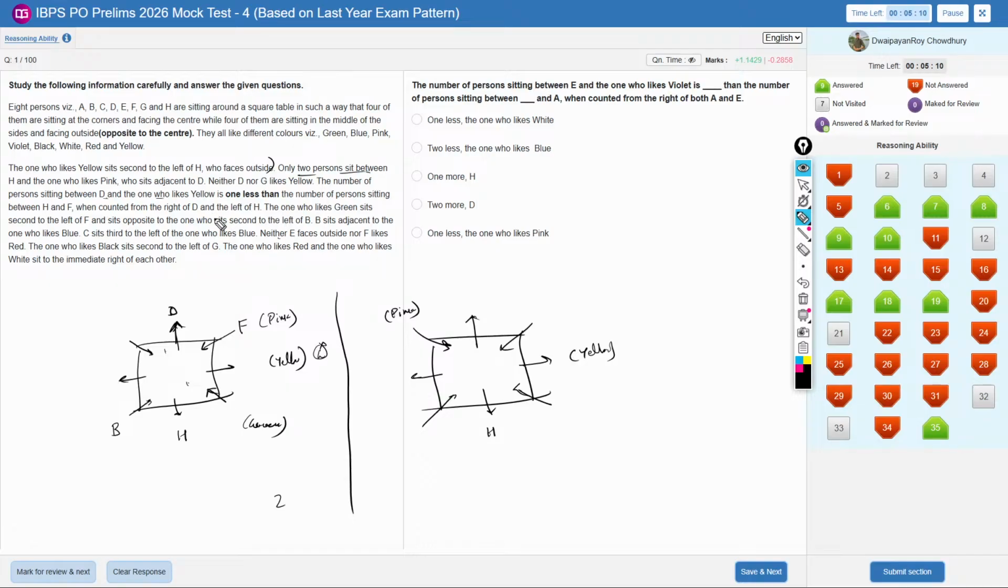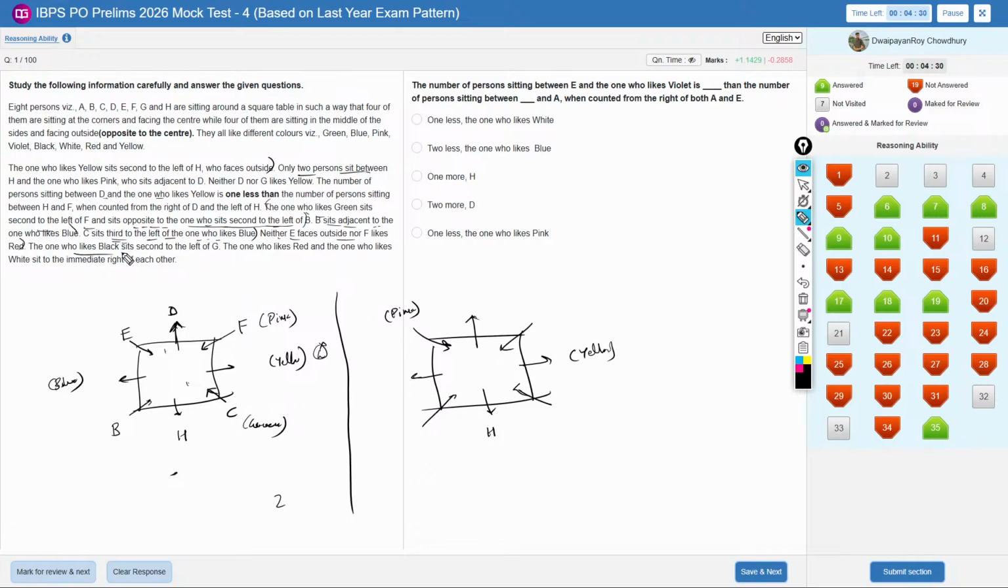Let's see. The one who likes green sits second to the left of F and sits opposite of the one who sits second to the left of B. B sits adjacent to the one who likes blue. So either this blue or this blue. C sits third to the left of the one who likes blue. If this is blue, 1, 2, C, no, not possible. So blue here, C here, neither E nor F. E facing inside, so E goes here. And F is not red.